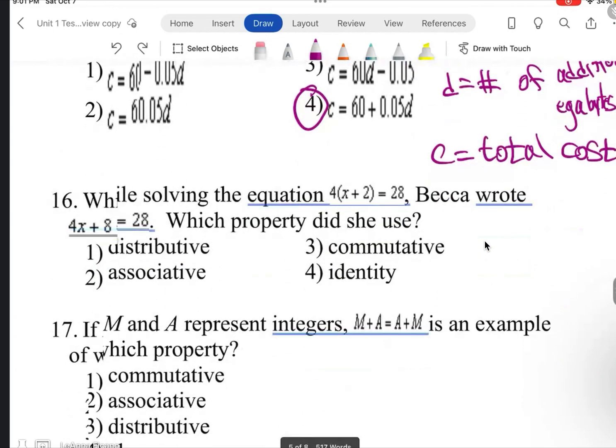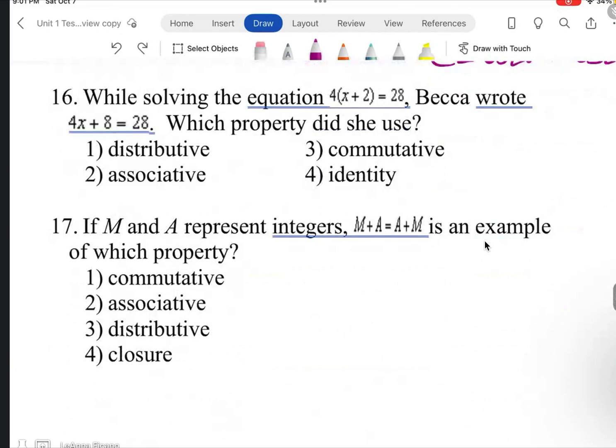Case 16. While solving the equation 4 times x plus 2 equals 28, Becca wrote 4x plus 8 equals 28. Which property did she use? You guys better get this right. Which property? If you go to solve this, you distribute. So what property is that?